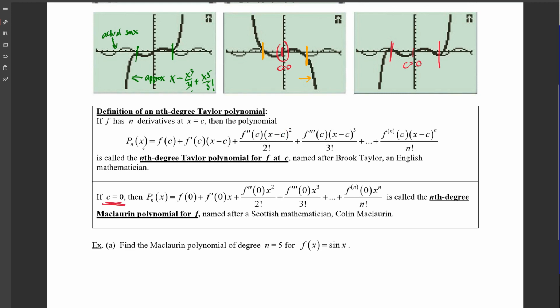Right here, if c is equal to 0, then your c's are all equal to 0, okay? And so you get this equation right here, and this formula down here is called the Maclaurin polynomial. So the Maclaurin polynomial just means that your center is equal to 0.